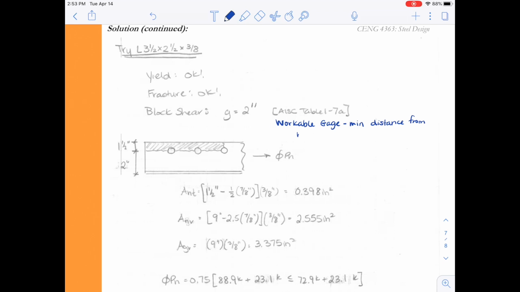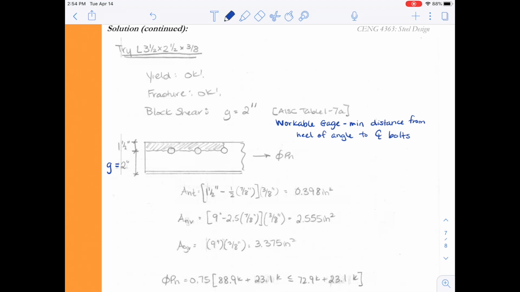All right, finally, let's take a look at the calculations for this member. We're now on to our 4th trial member. I mentioned that workable gauge being the minimum distance from the heel of the angle to the center line of the bolts. Again, this is just sort of a geometrical requirement so that we can actually build this connection. That gauge distance is 2 inches, and I've labeled it there in this picture.